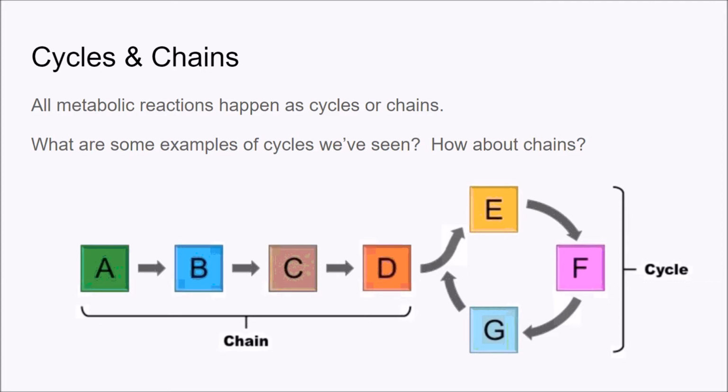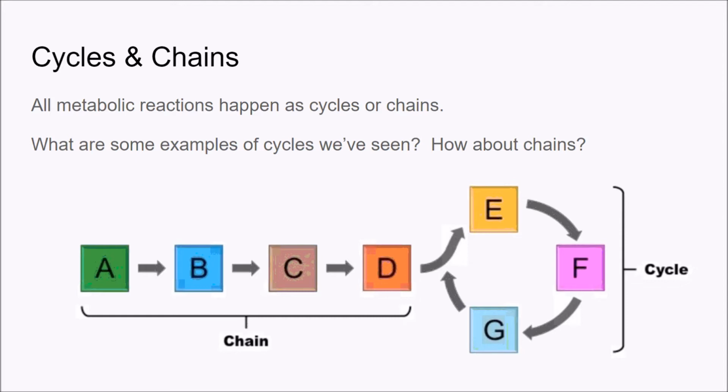A cycle is when we have a regenerative molecule, so something that we always start back with, and we might add things in from an external chain, but the cycle itself continues basically the same as it always does and makes the same product out of the same reactants. So what are some examples of cycles we've seen? I want you to sort of brainstorm that for a second. You can pause the video if you'd like.